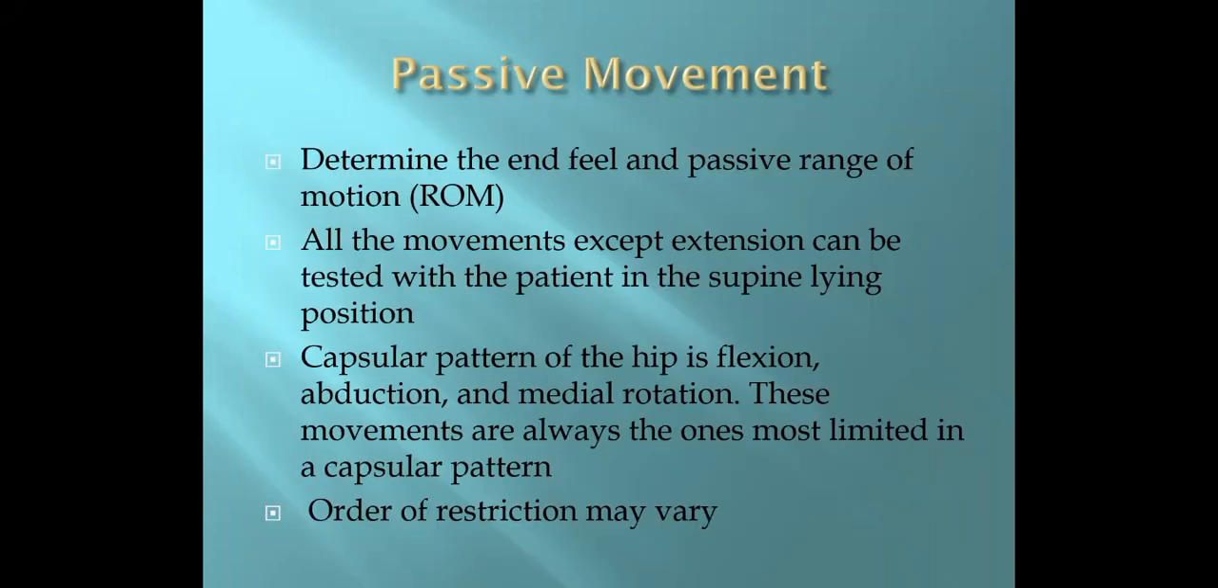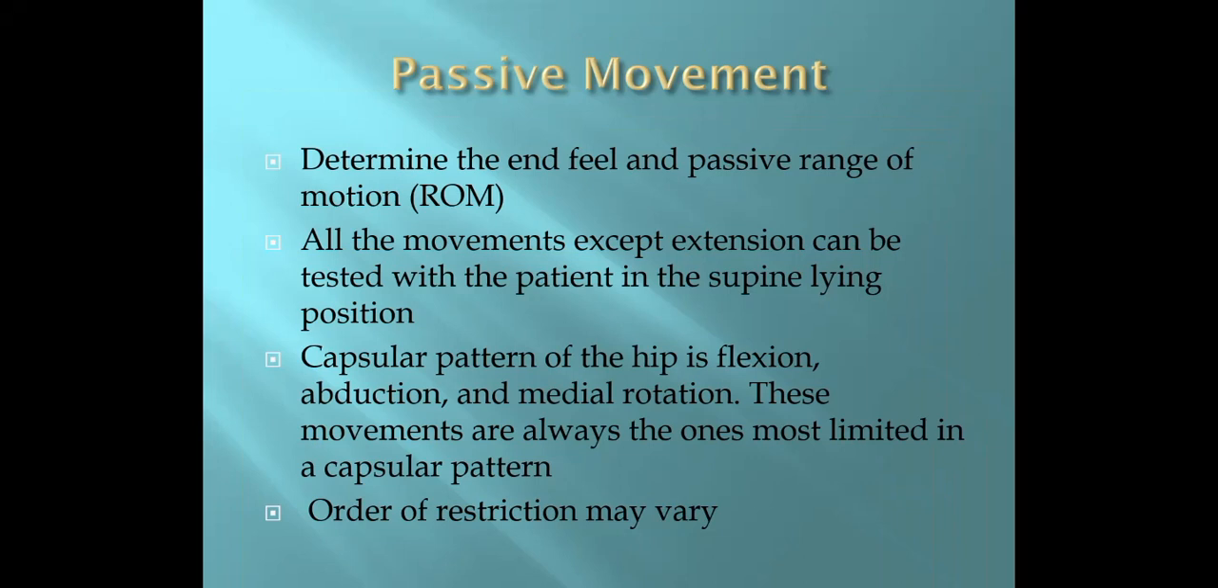So in passive movement examination, we have to determine the end feel and the passive range of motion. If certain movements were not possible during active range of motion examination, then we have to perform passive movement examination. All the movements except extension can be tested with the patient in the supine lying position. Only for hip extension we have to put the patient into prone position. The rest of the movements can be performed in the supine position.